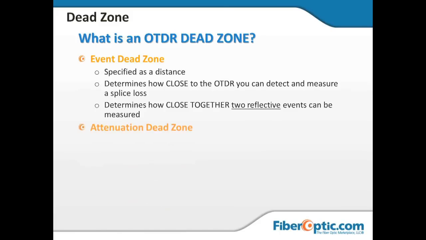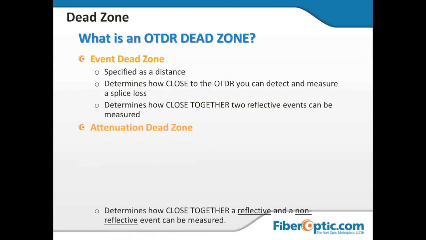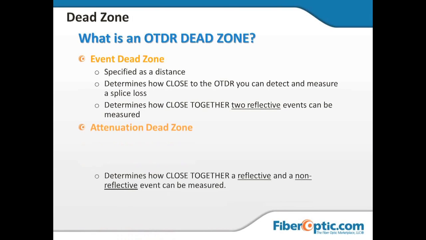pictures in a minute. The attenuation dead zone is how close together a reflective and non-reflective event can be measured. If you've got a wide enough pulse, you might have a splice that's actually hidden inside that dead zone. And if you narrow it down, you'll see that there's another event there. If you have a wide enough pulse width, the loss of both will be calculated together, and the loss of your reflective event may actually be the loss of two events.